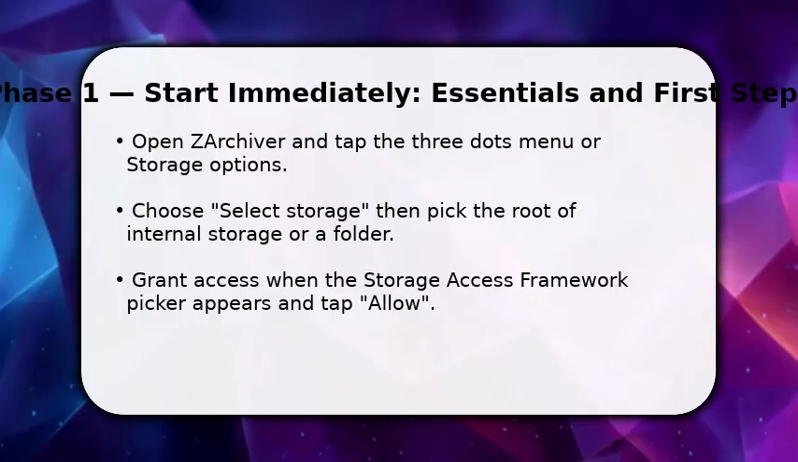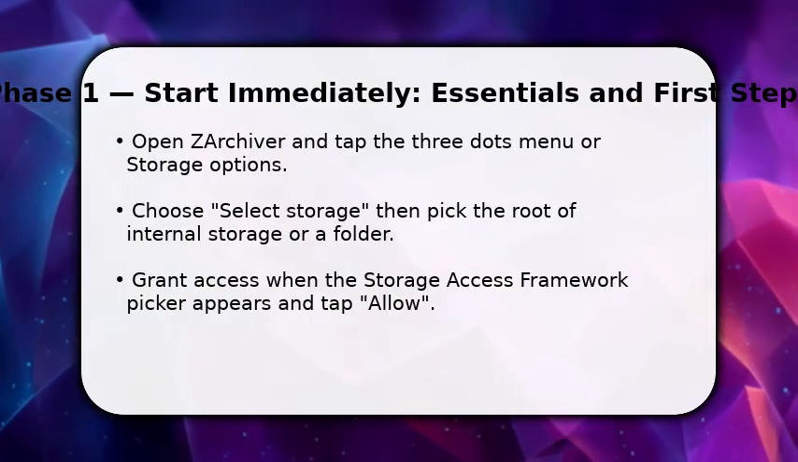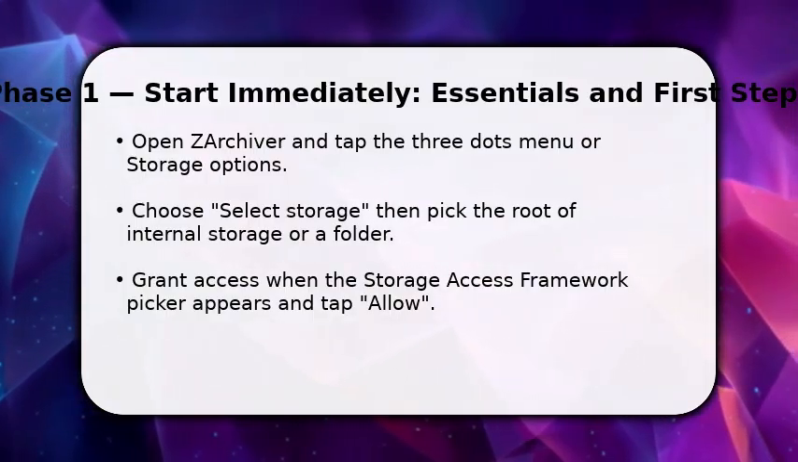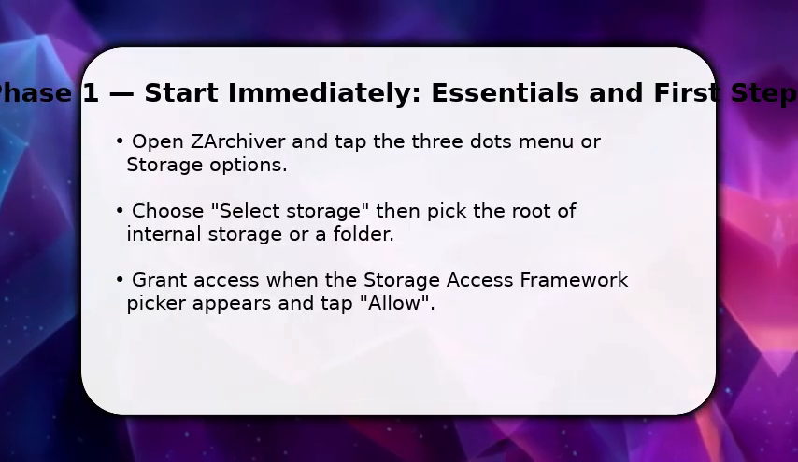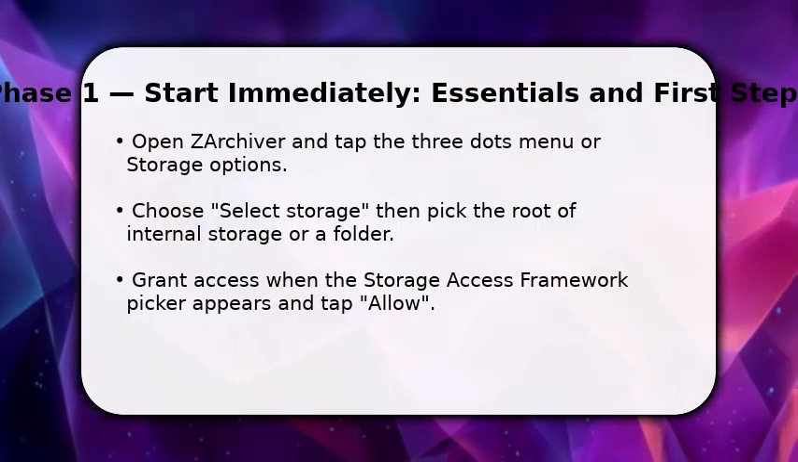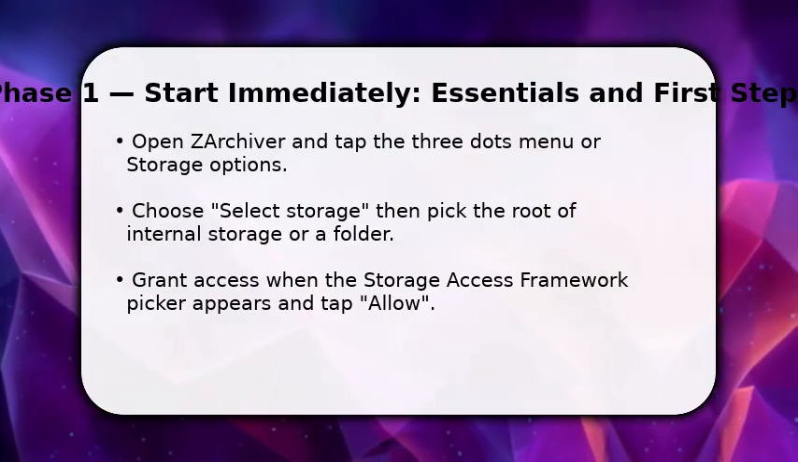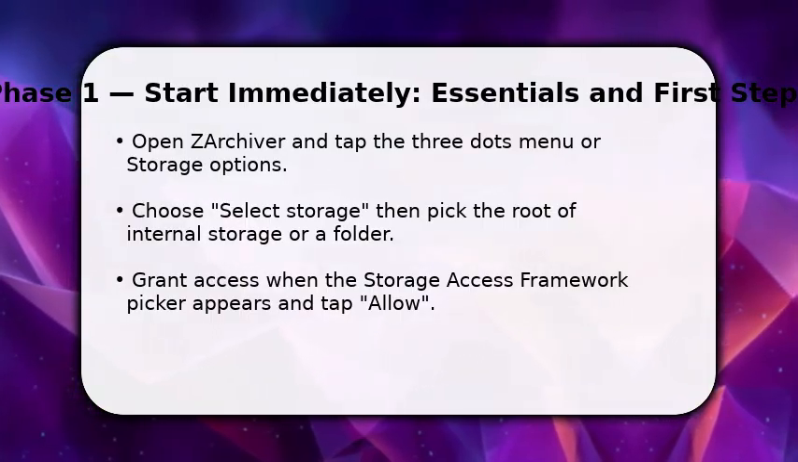You start by giving Zarchiver the storage access framework permission. This is the only reliable method on Android 11 Plus. Open Zarchiver, tap Menu or Storage, and choose Select Storage. When the system picker opens, navigate to Device Storage Root or the specific folder you need and tap Select.